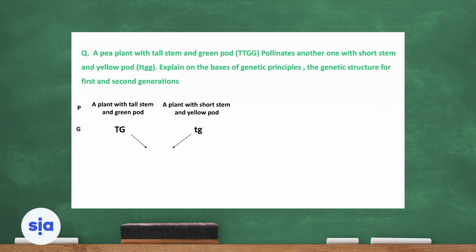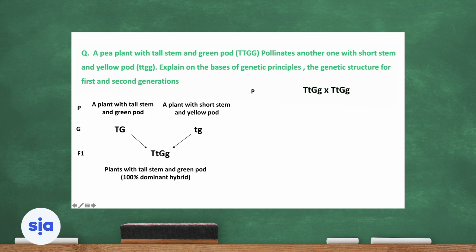When they cross-pollinate each other, they will result in the first generation. Tall or short? Of course, tall, because the tall trait is the dominant. The tall gene is the dominant. So T capital, t small, and G capital, g small. So green or yellow, green. So this will result in plants with tall stem and green pod, 100% dominant and hybrid at the same time. They are not pure.